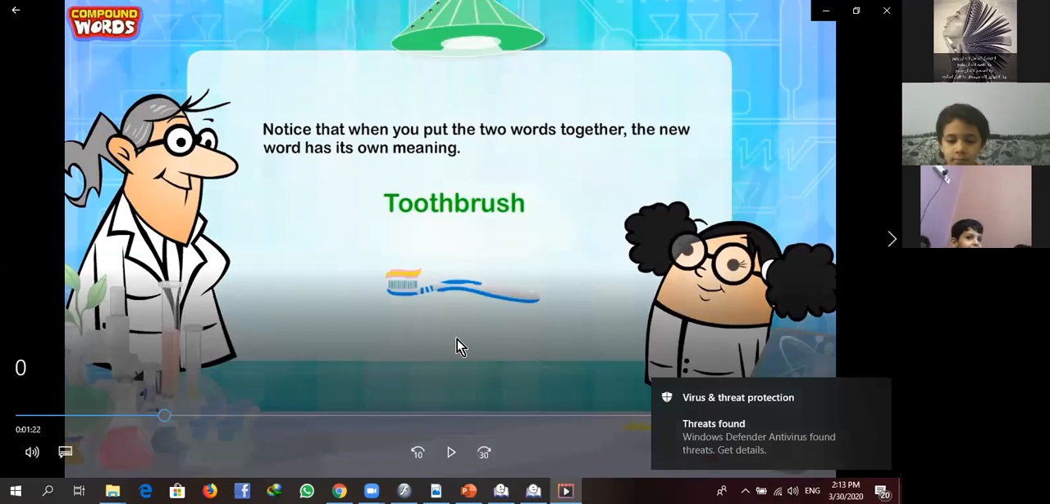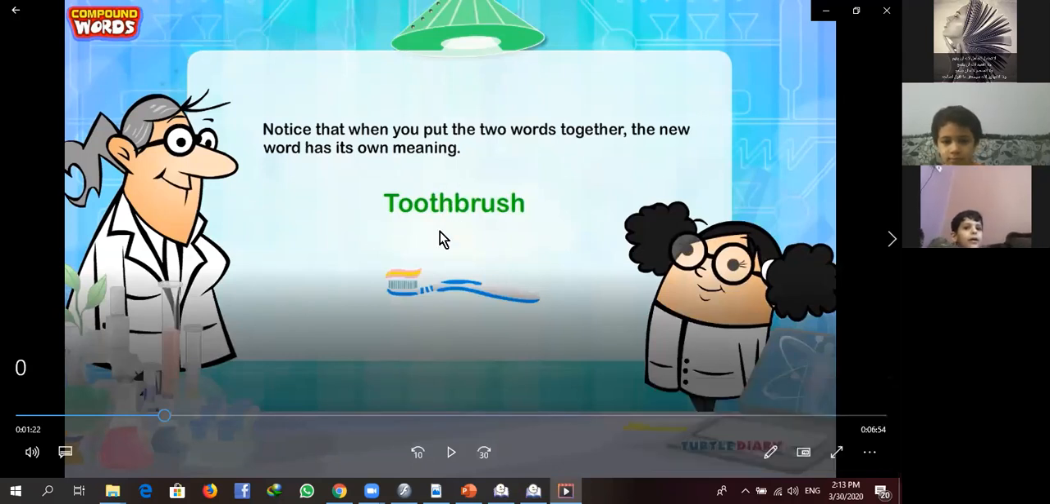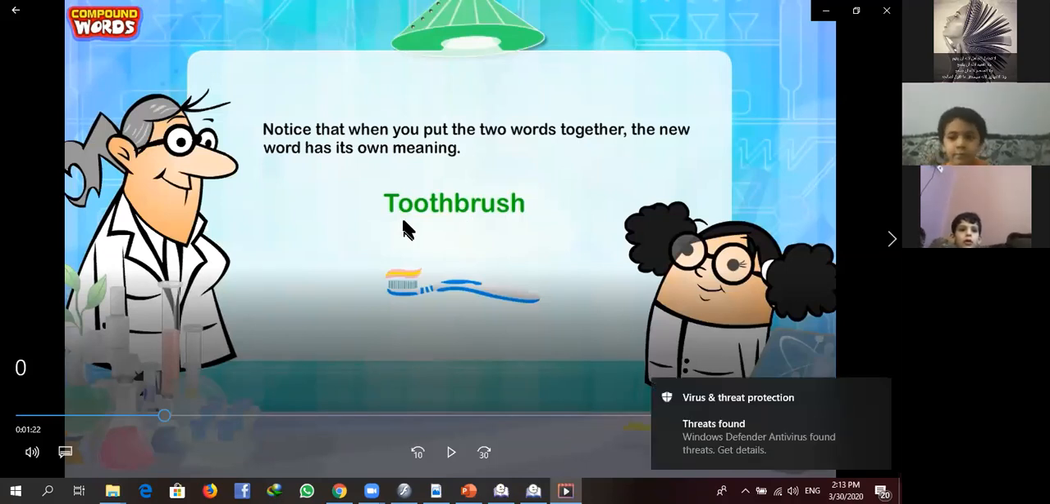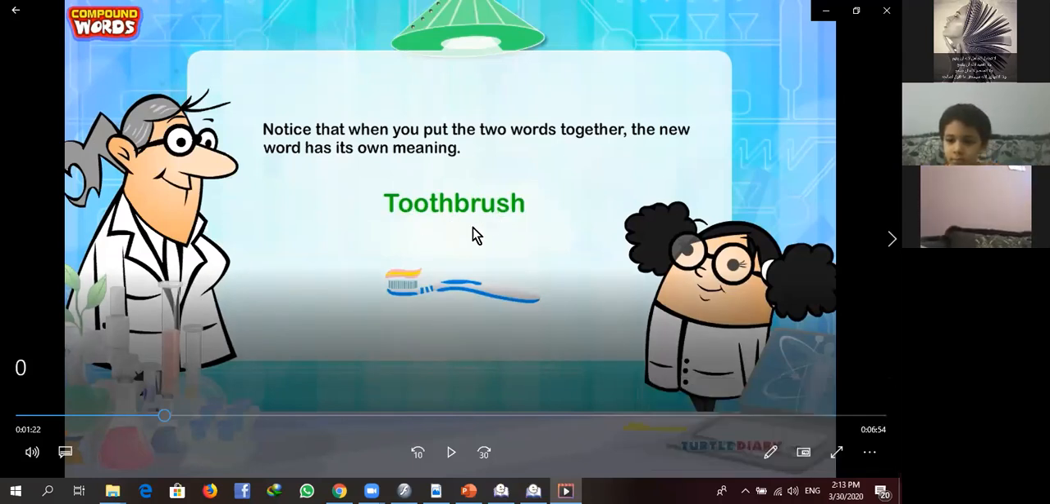That's what we just said. So tooth alone is the organ inside your mouth. And the brush alone is another word, which means the tool that you use to comb your hair. But when we put them together, we can have a new word with a new meaning, which is this tool that you use to clean your teeth. Let's see.